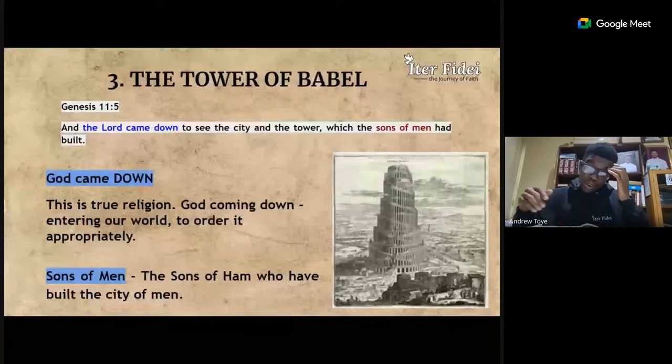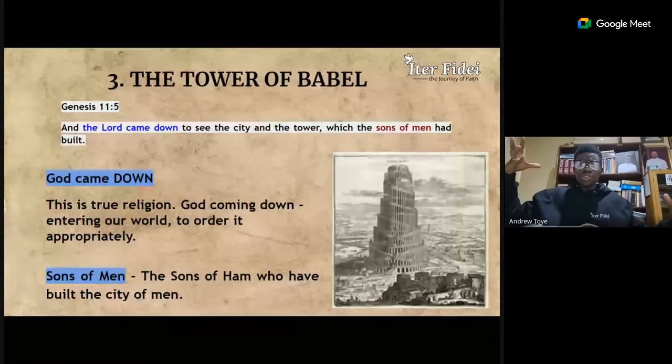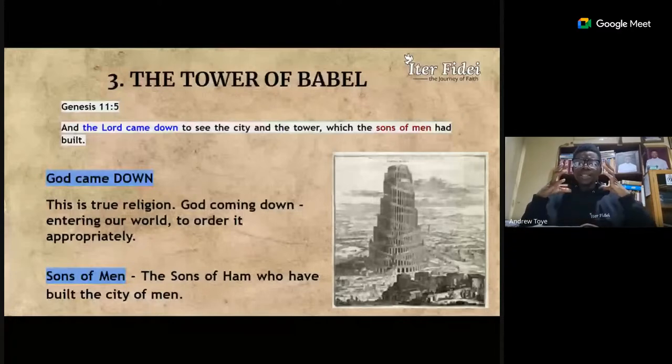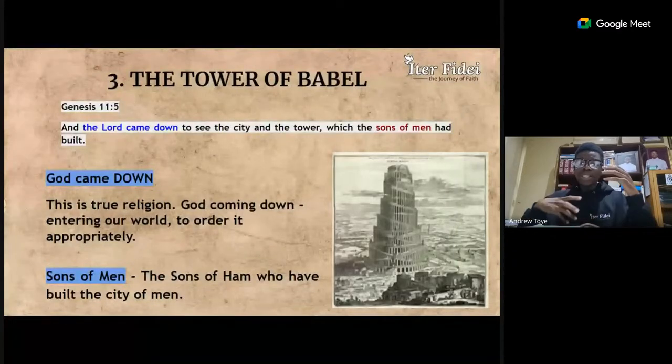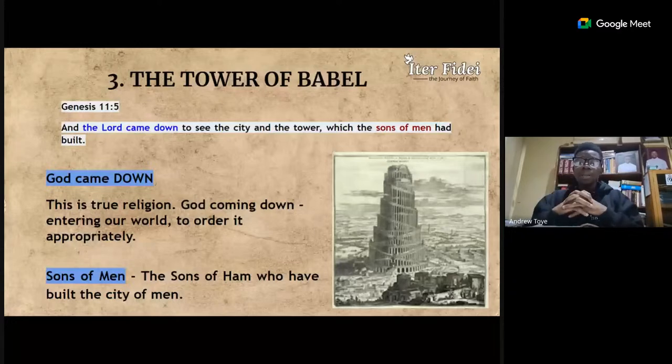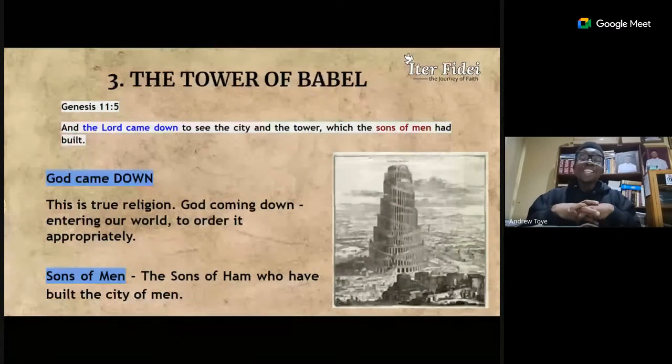And you see how God referred to them as the sons of men. We have been seeing the theme of the sons of men versus the sons of God over and over again in these first few chapters of Genesis. It designates those who are not on the side of God's history. We see it in the descendants of Cain, the sons of men who built the city of man, versus the descendants of Seth who walked with God and built a city of God where God is worshipped. So now we have the descendants of Ham, referred to as the sons of men, and they are really building a city of man.